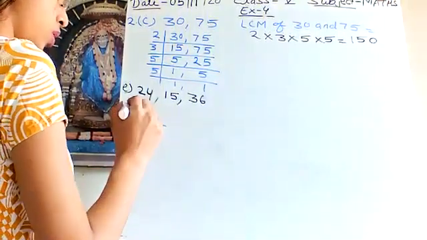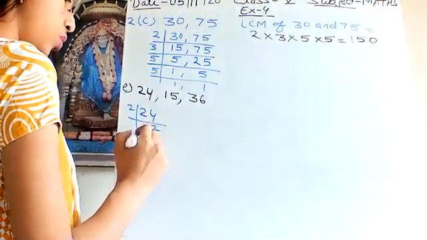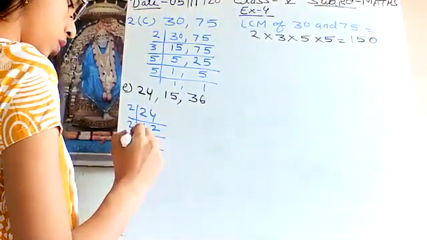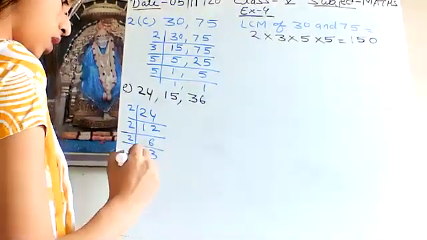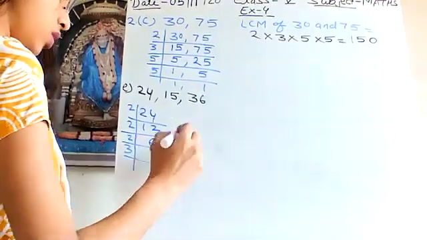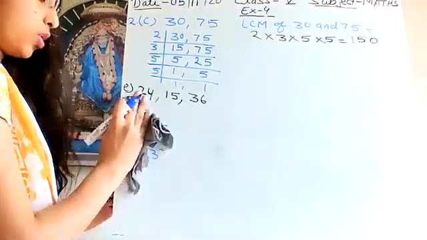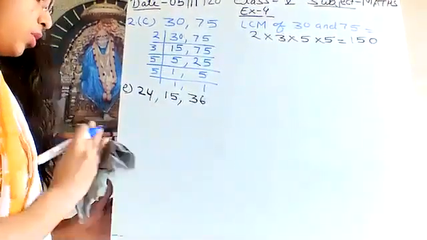Twenty-four. 2 ones are 2, 2 twos are 4, 2 sixes are 12, 2 threes are 6, and 3 ones are 3. Oh, sorry. We have to do it using the common division method, no?